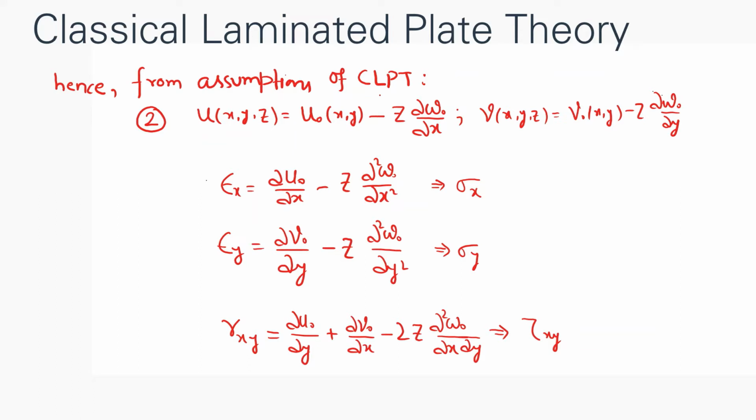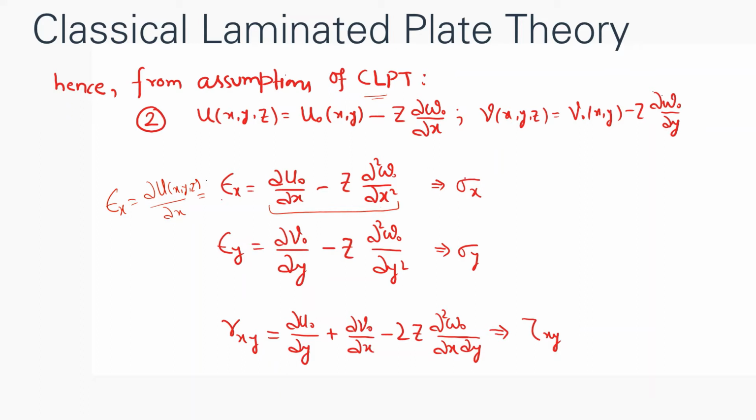Hence, from the assumptions of the classical laminated plate theory, we have u of x, y, z equals u naught of x, y minus z del w naught by del x, and v of x, y, z equals v naught of x, y minus z del w naught by del y. Therefore, the strain epsilon x would be equal to del u of x, y, z by del x. So we will put u naught and minus z times del w naught by del x, so it will be del u naught by del x minus z times del 2 w naught by del x square.